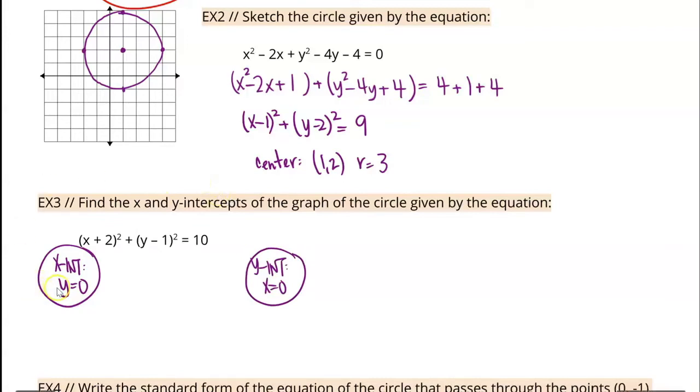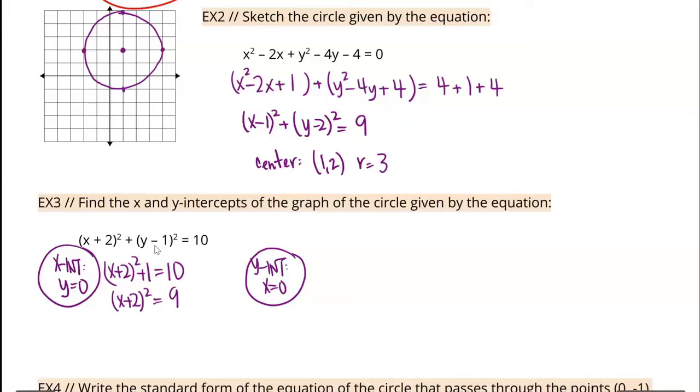So for the first one, if y is 0, I'm just going to plug that in. This will stay x plus 2 squared. This will be 0 minus 1 is negative 1, squared is 1, is equal to 10. And the easiest way to solve this is by square roots. So I'm just going to subtract 1 from both sides.